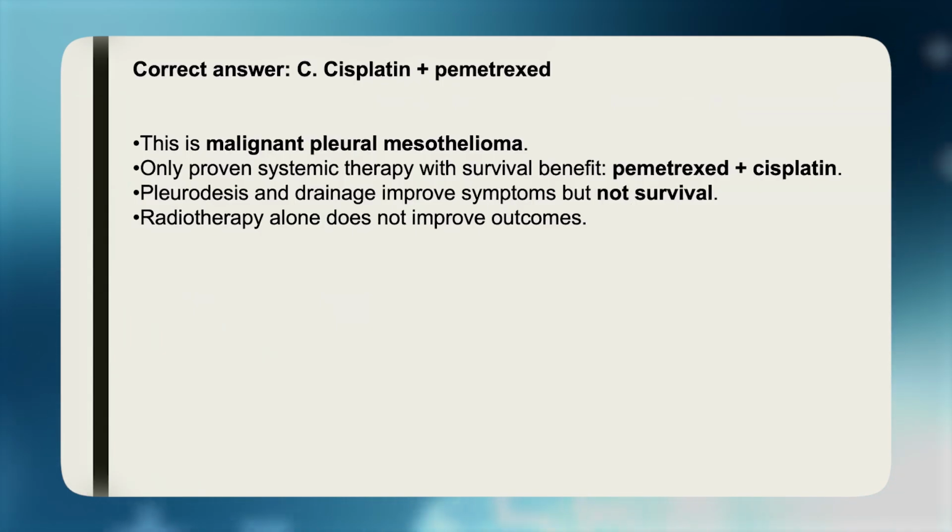Only proven systemic therapy benefit is pemetrexed and cisplatin. Pleurodesis and drainage improve symptoms but not survival. Radiotherapy alone does not improve outcomes. Mesothelioma is a tumor with a very bad prognosis.